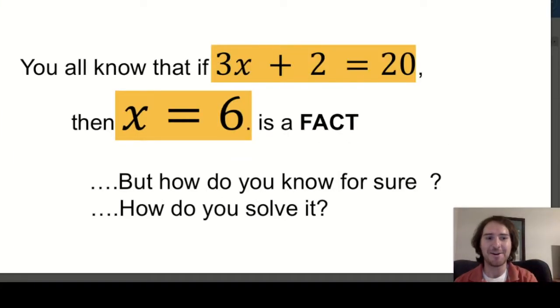All right, guys, we're back here. I fixed this slide. It was right in the rest of the assignment. So anyways, now we have an actual fact here, and that is, listen, that's an if-then statement. If 3x plus 2 equals 20, then x equals 6. Now it's a fact, right? 3 times 6 is 18 plus 2 equals 20.